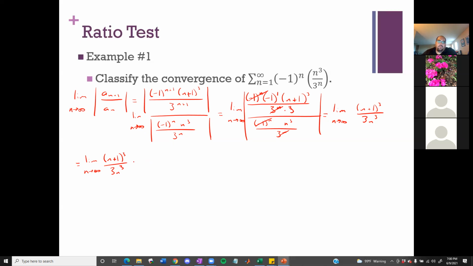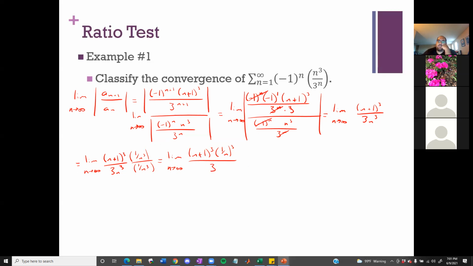Could you divide or multiply the top and the bottom by 1 over n to the third? Yep. So even though I have an n plus 1, that whole quantity cubed, I can still re-express it this way. In the numerator I have n plus 1 to the third times 1 over n cubed, and the denominator just becomes 3.